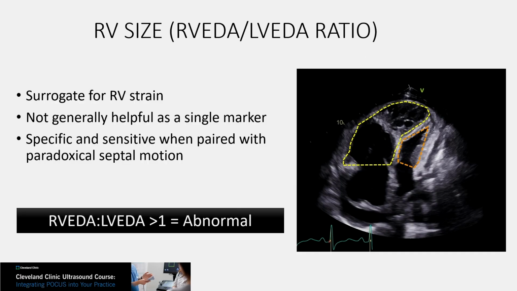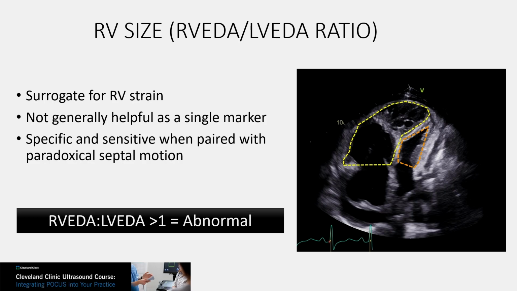RV, we do see a lot of patients with RV dysfunction in our ICU, especially with respiratory failure. One of the parameters that you can use is comparing the size of the RV to the LV. It's a surrogate for RV strain. Again, you want to use multiple measurements and multiple views to confirm this finding.